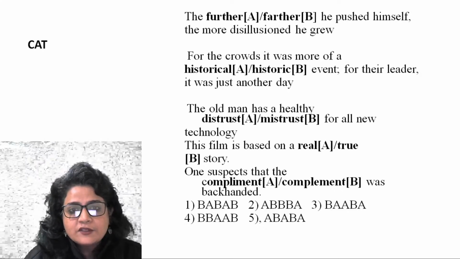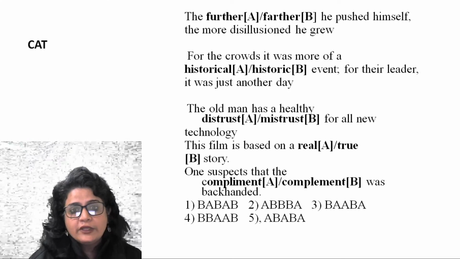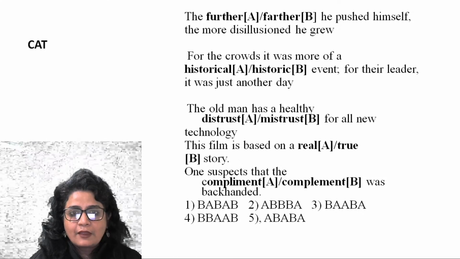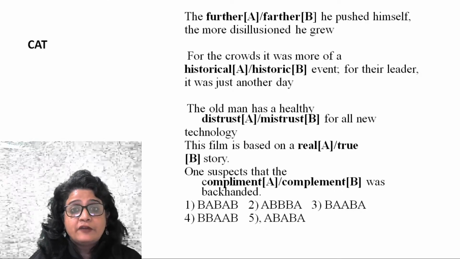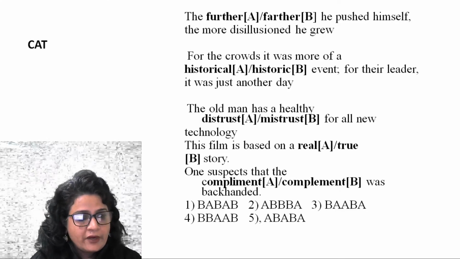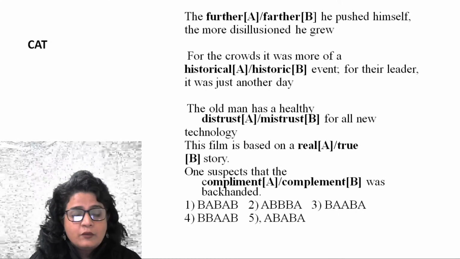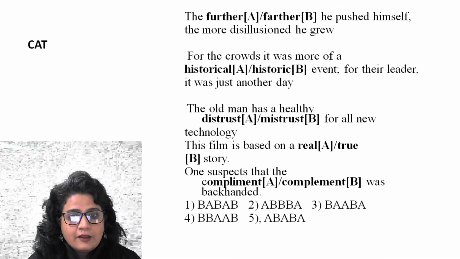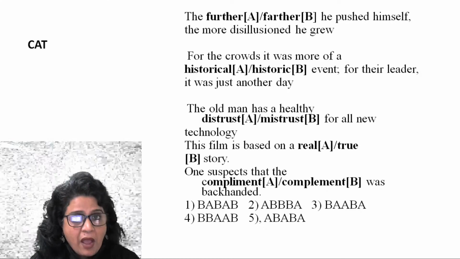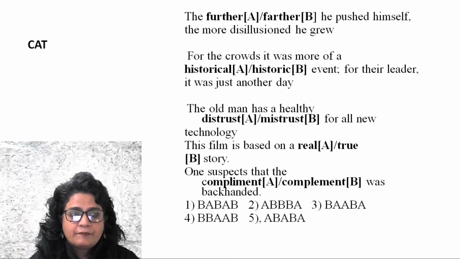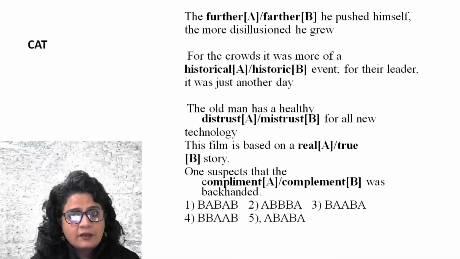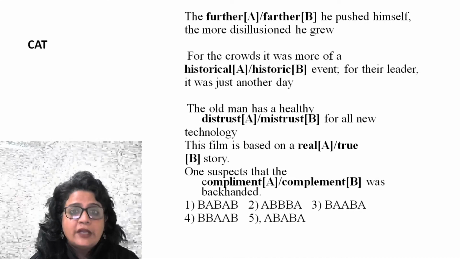For the crowd, it was more of a historical or historic event. For their leader, it was just another day. Now, historic is something which is of great significance, whereas historical is something which is related to history. All right? Now, which word is suitable here? So for the crowd, it was more of a historic event, significant, remarkable. And for their leader, it was just another day. So the usage is that it was a very important day for the crowd, whereas for the leader, it was just another day. All right? Whereas historical is something related to history.